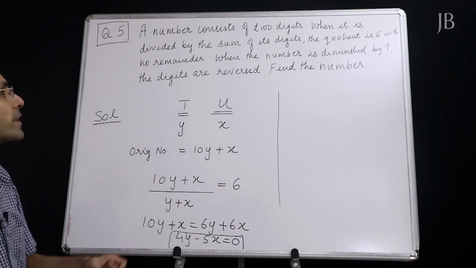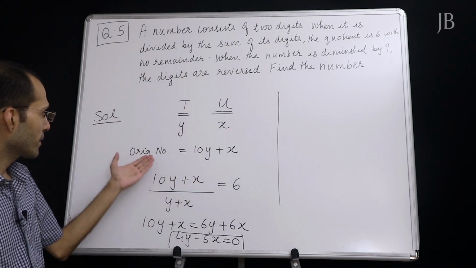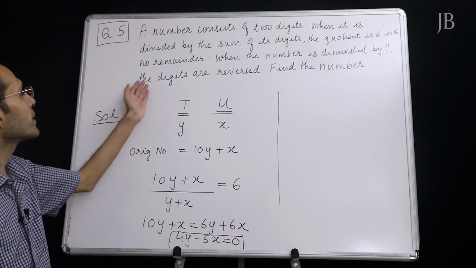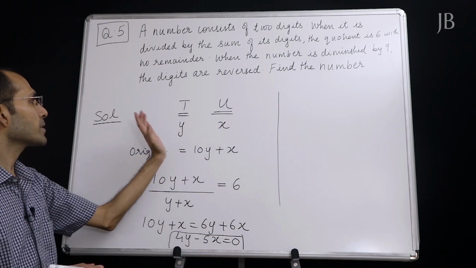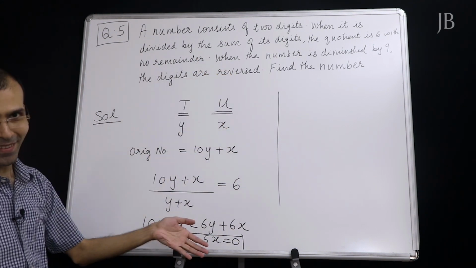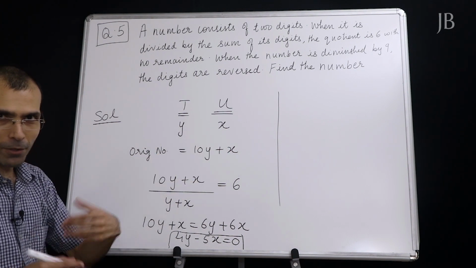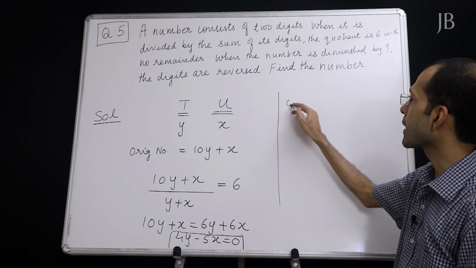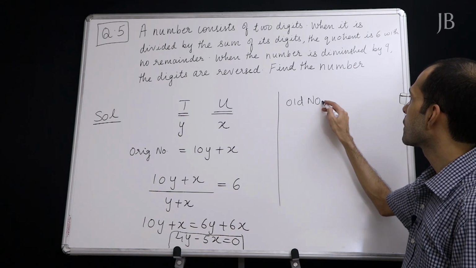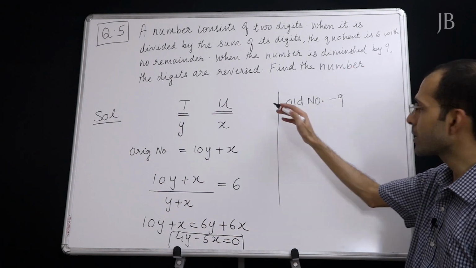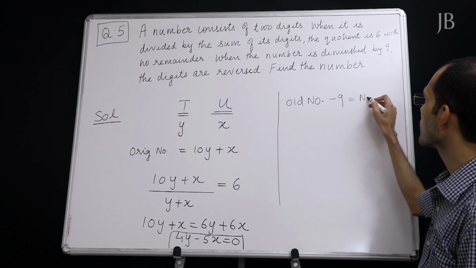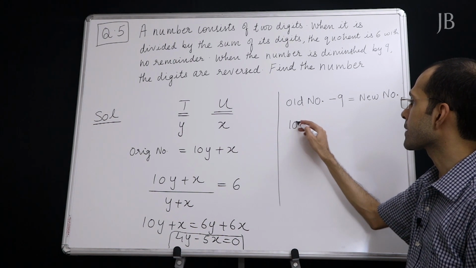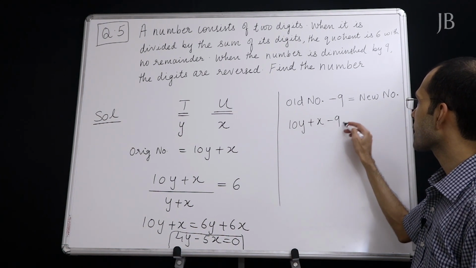Now let's have a look at the second condition. When the number, that means this original number, is diminished by 9, that is reduced by 9, the digits are reversed. So x comes here, y goes there. If now the digits are reversed, the number will also change. That is what the framing is hinting at. So the old number minus 9 gives you the new number. The old number is 10y plus x, diminished by 9, minus 9, gives you the new number.